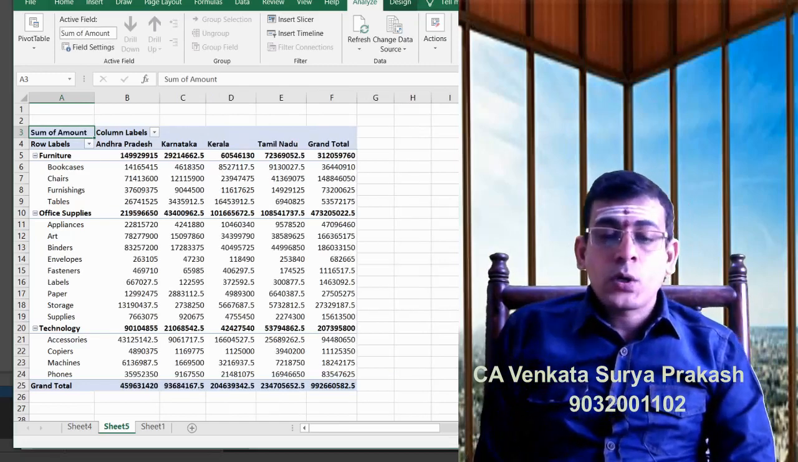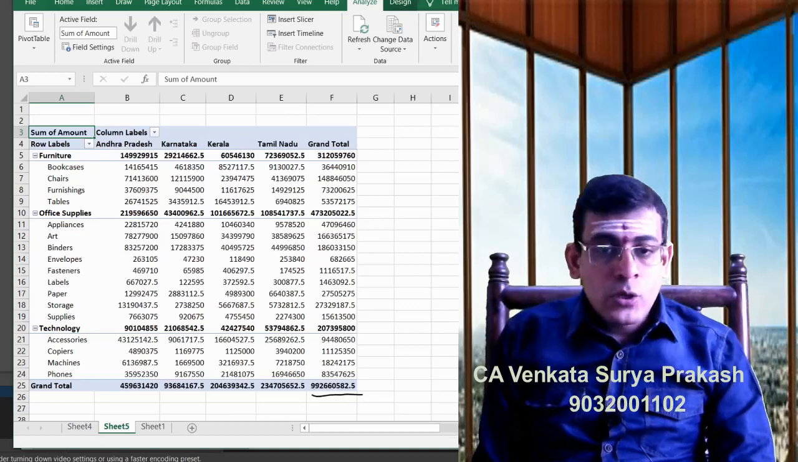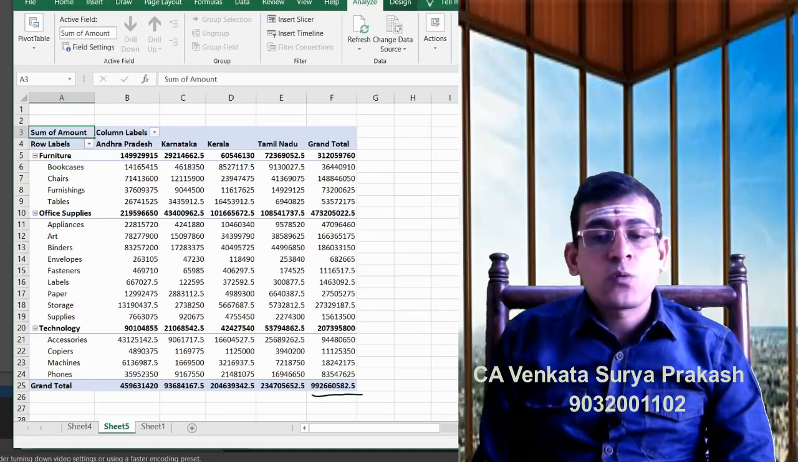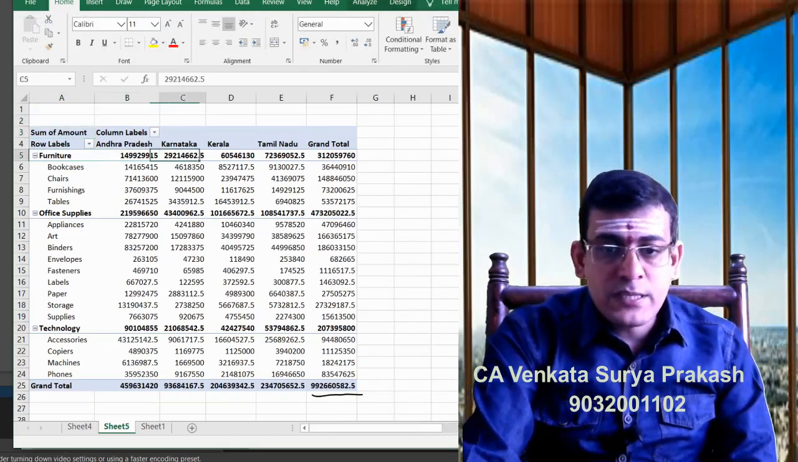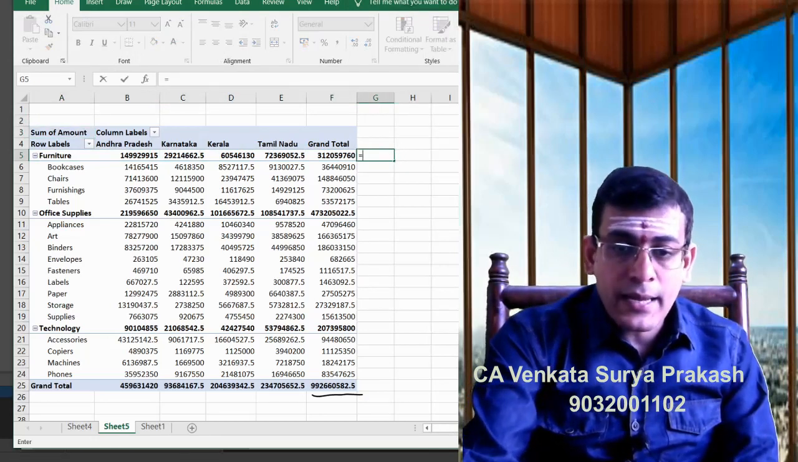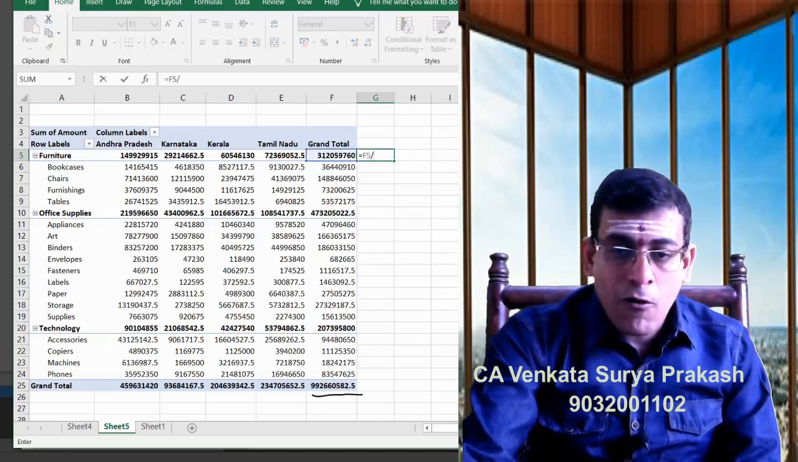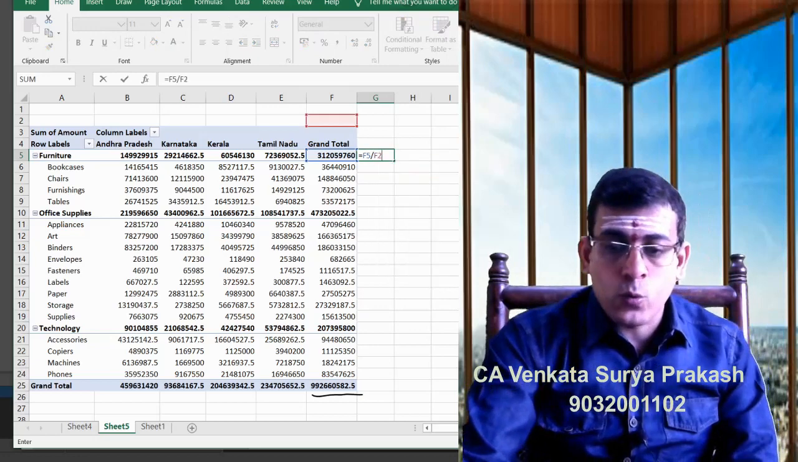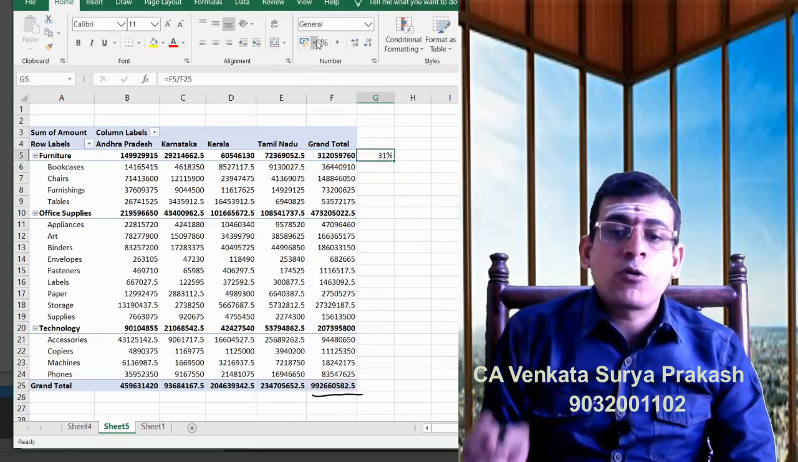Now my total turnover was 992 lakhs. The total revenue which you are generating from the furniture segment is what? Let us see. Now which segment gives me more revenue? That is what I need to calculate. Of my total revenue, my furniture segment alone is giving me 31.4%.